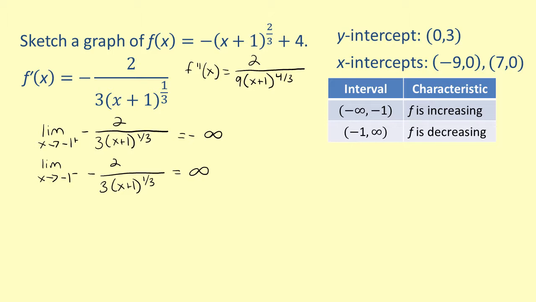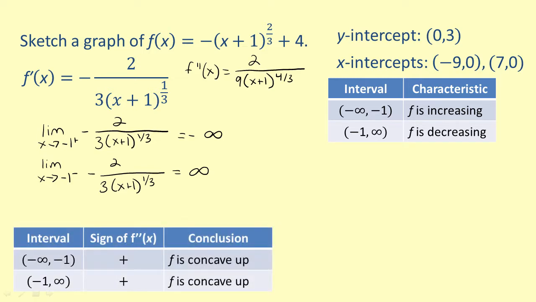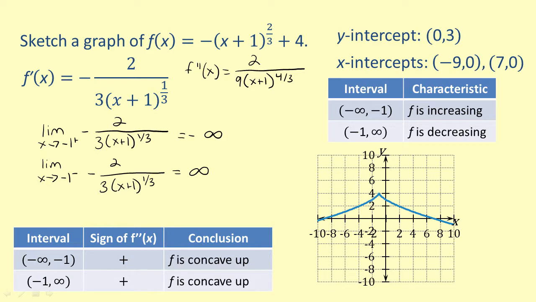Now we create a table similar to the one we used to examine the first derivative. We can use the sign of f double prime on each interval to determine whether f is concave up or concave down. Finally, we can use all of this information to draw a graph of the function.